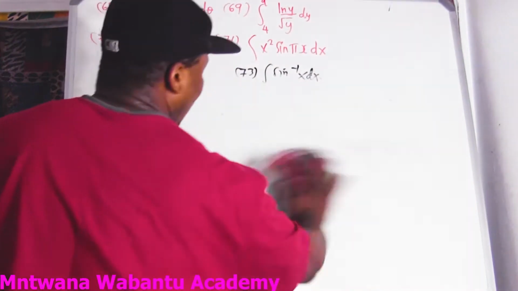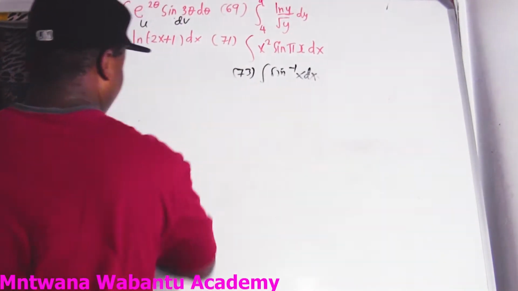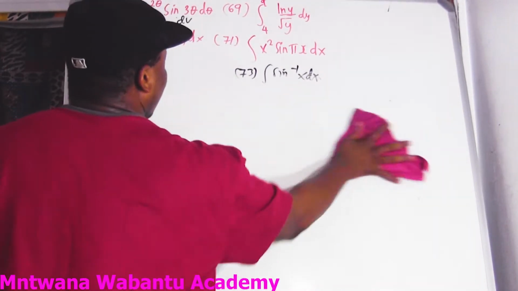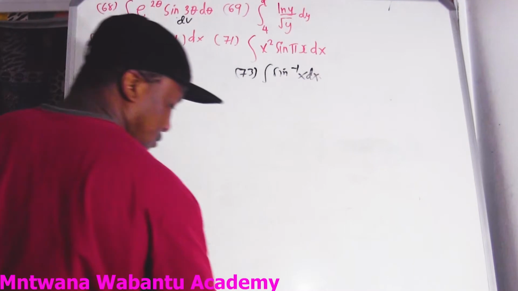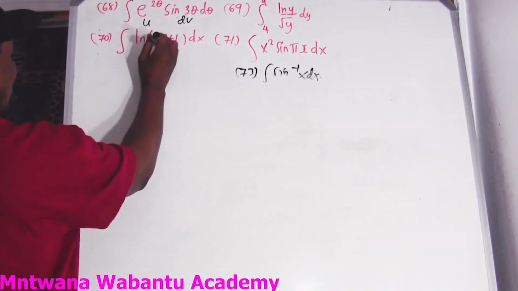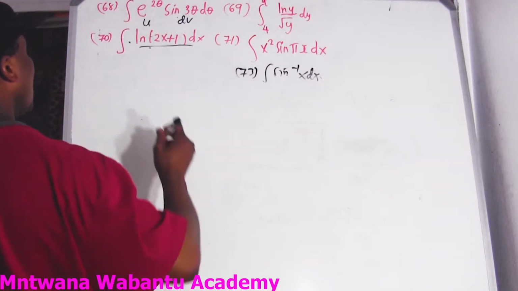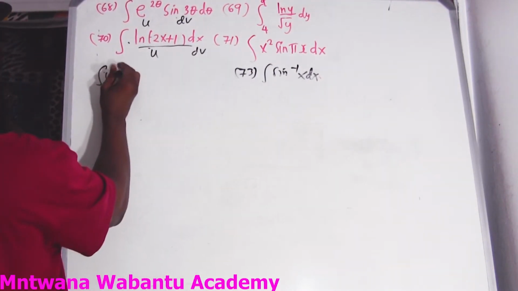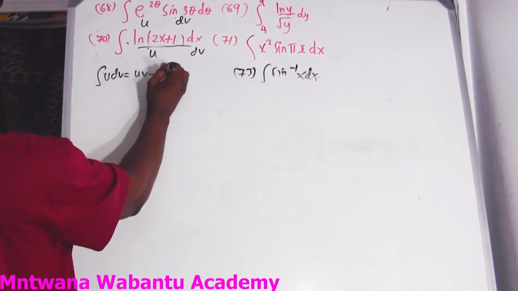Okay, let's go to question 70 now. As you can see, this is also by parts, because I have a ln and there's nothing else here. So I'm going to say this is going to be u and this is going to be dv. So it's the integral of u dv equals uv minus the integral of v du.